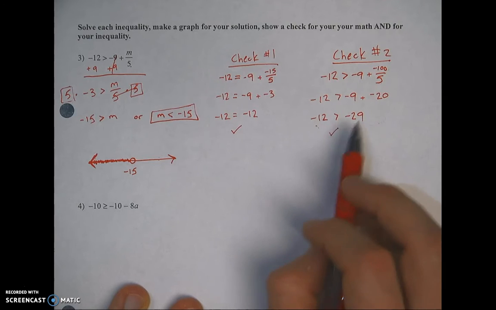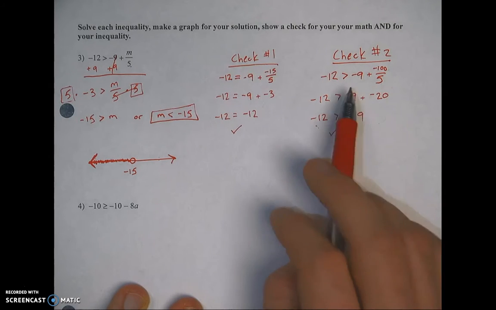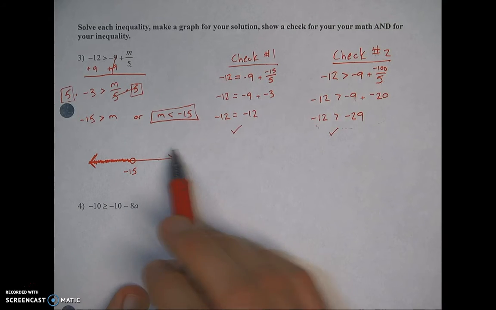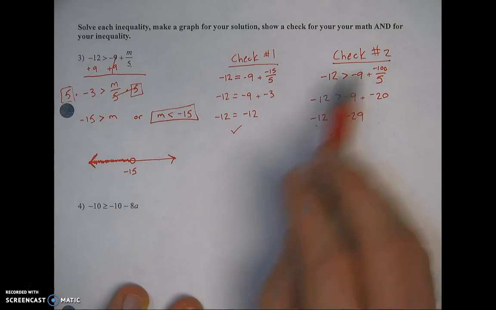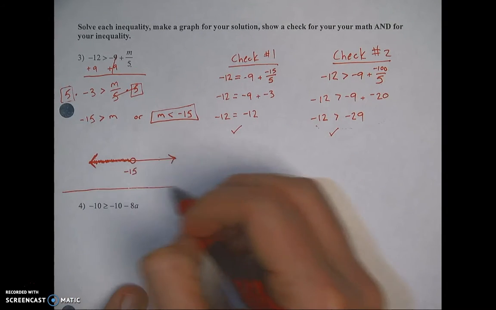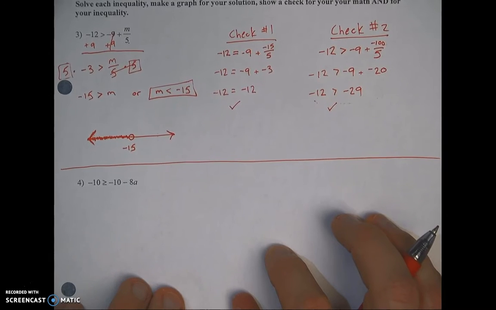Now let's say this didn't work out. The first one worked, but this one didn't. That means my arrow is going in the wrong direction. So really this should have gone the other way if this did not work. So this second check tells me if my arrow is going the right direction. So let's try another one and see if we can handle it.